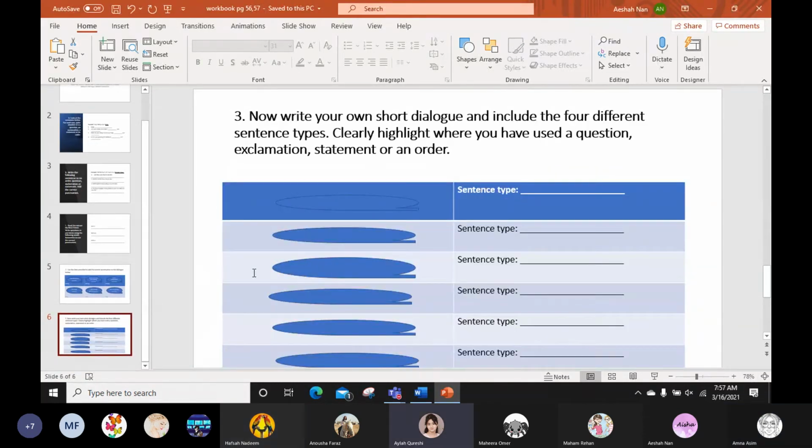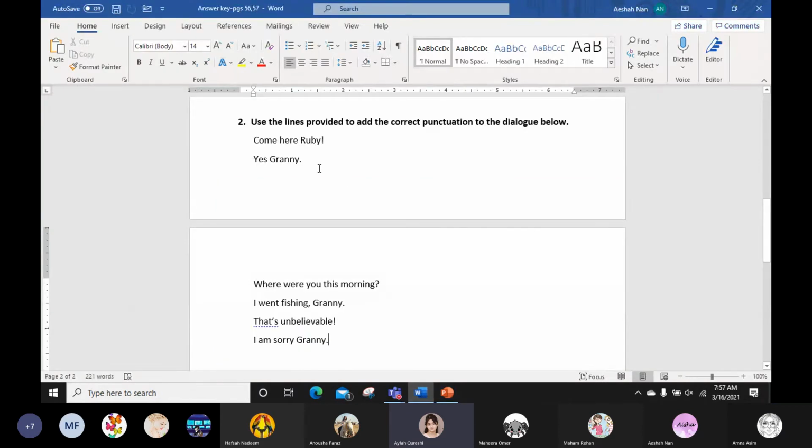Teacher, I think I did it wrong. Can you tell me again? Come here, Ruby! Can you see the screen that I'm sharing? Yes, now I can see it.